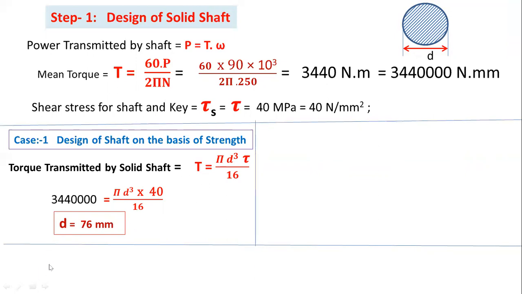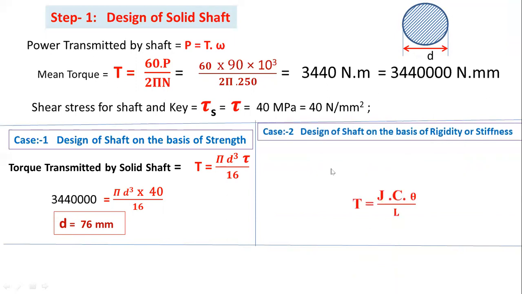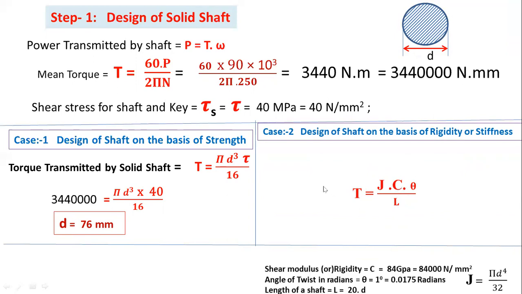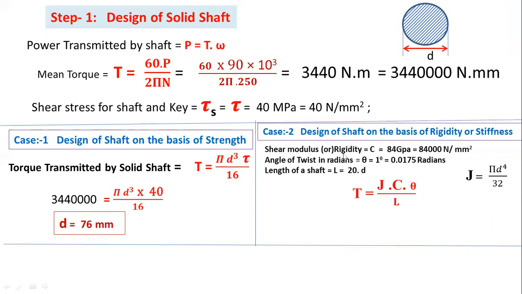But in our question, we have the angle of twist, shear modulus and length of the shaft. So you have to design a shaft on the basis of rigidity or stiffness. Here from the given question, capital C, shear modulus or modulus of rigidity equal to 84 gigapascal, that value equal to 84,000 Newton per mm square, and the angle of twist equal to 1 degree equal to 0.0175 radians. 1 degree equal to pi by 180 radians.